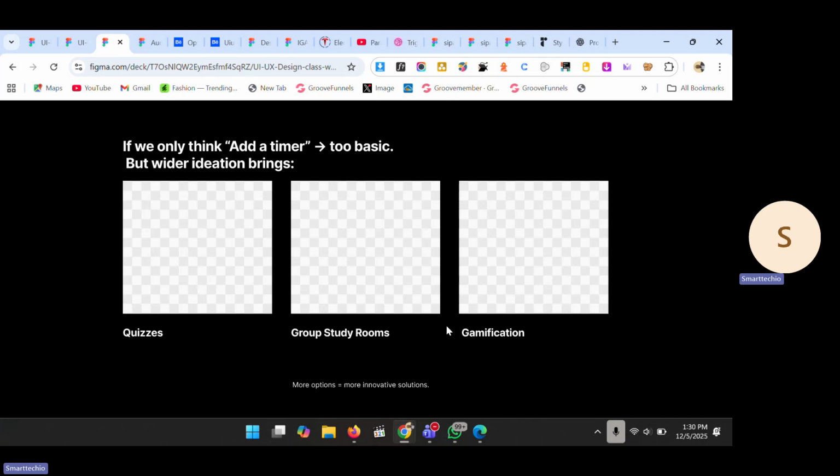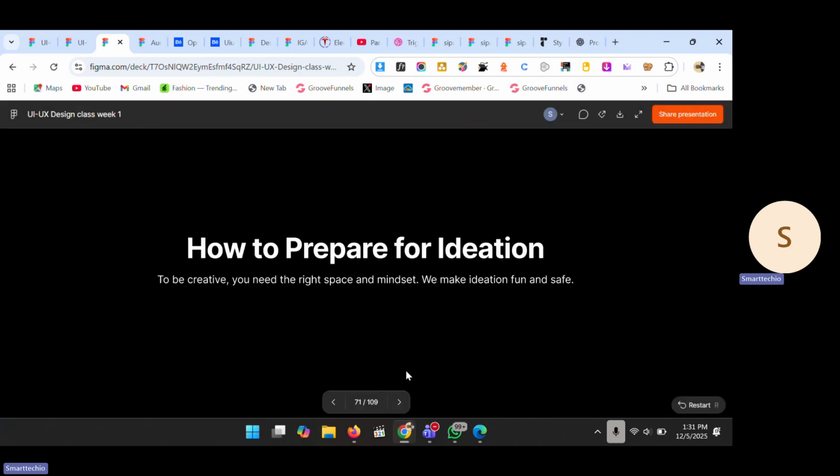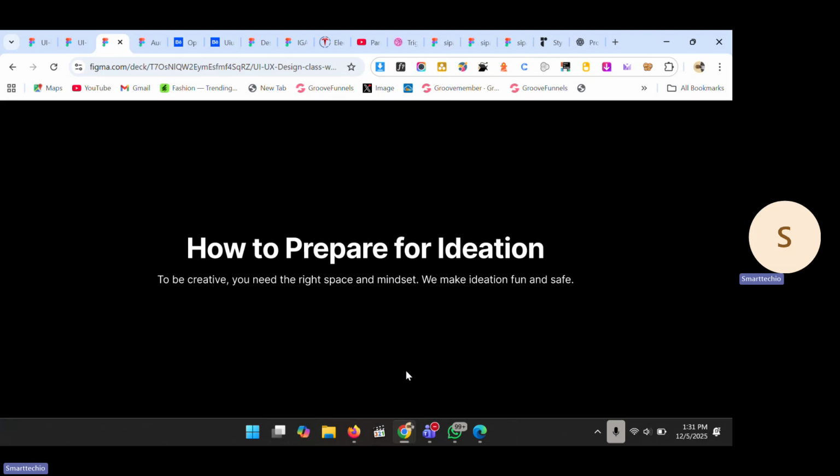So then, to say we just add a timer to the app, that would be too narrow. But wider ideation like introduction of quizzes, group study rooms, and gamification to the app. So the more the options, the more innovative the solution is going to be. So how to prepare for ideation? To be creative, you need the right space and mindset. We make ideation fun and safe.